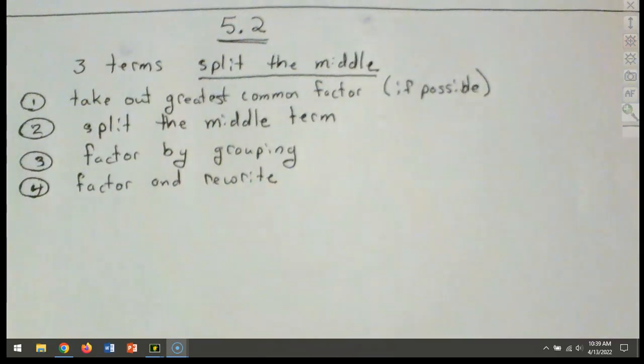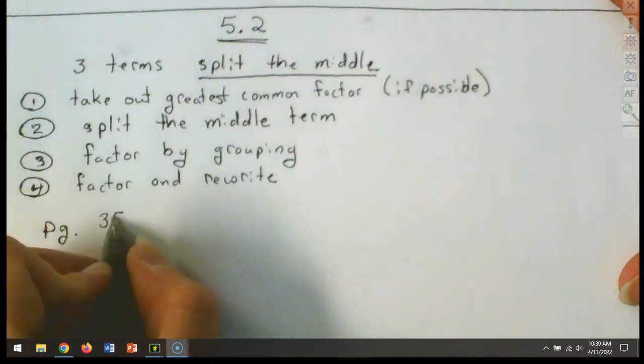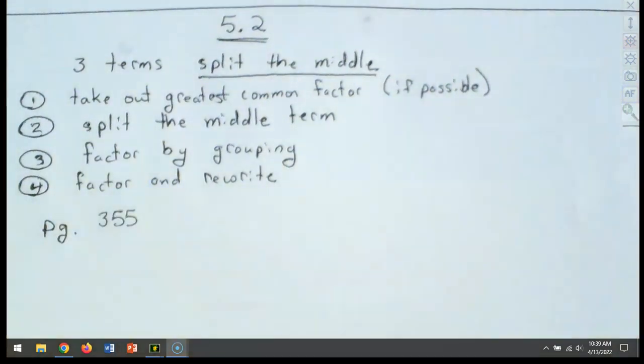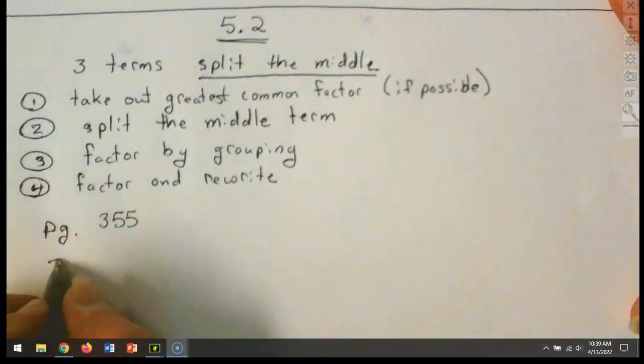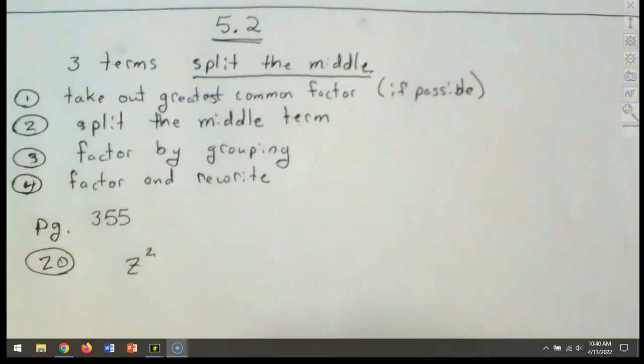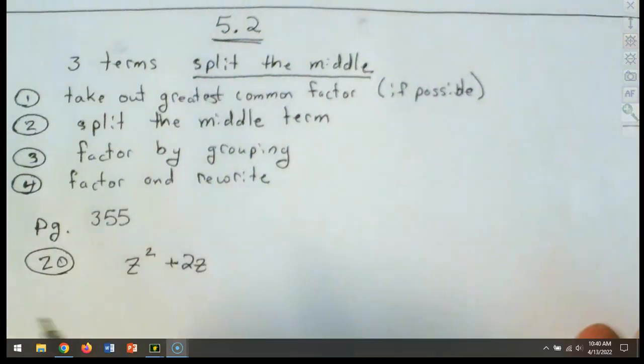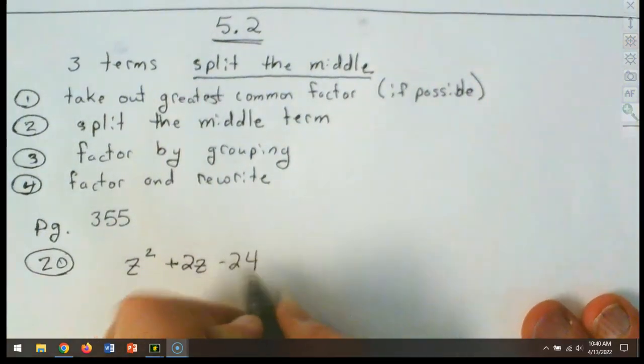We're going to look now on page 355, and we're going to begin. We're not going to cover all of this section today, but we'll get through a lot of it. We're going to look on page 355. We're going to start with question 20. So we've got z squared plus 2z minus 24.